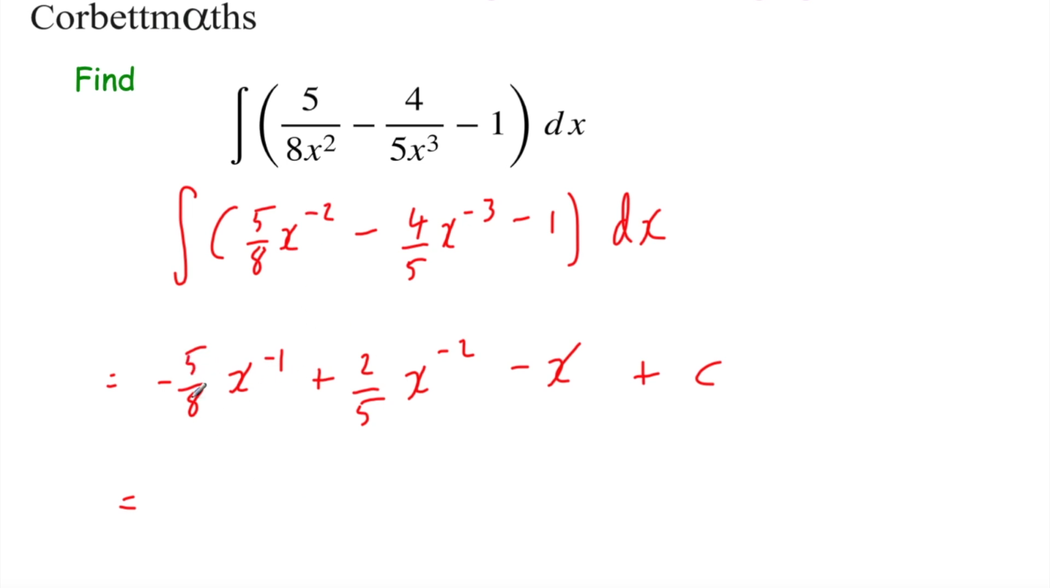So here we've got minus 5/8, so minus, and then 5 over 8, and then we're putting the x on the denominator, and we're changing the power from being negative to positive, so it'd just be x like that, so it's minus 5 over 8x. Plus, and then we've got our 2, and the x to the power of negative 2, we're going to make it x squared on the denominator, so 5x squared, and then minus x, and then plus c. And that's it, we've integrated it.